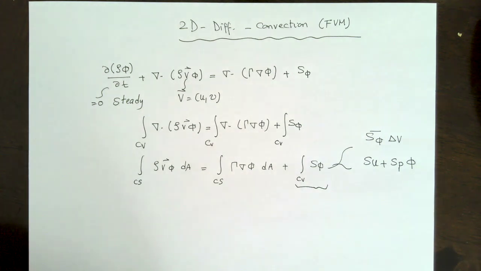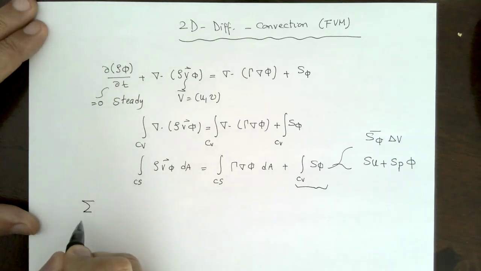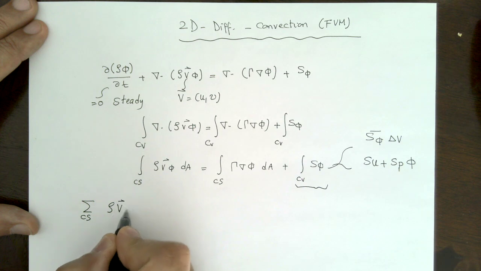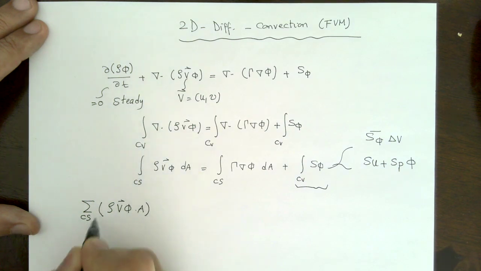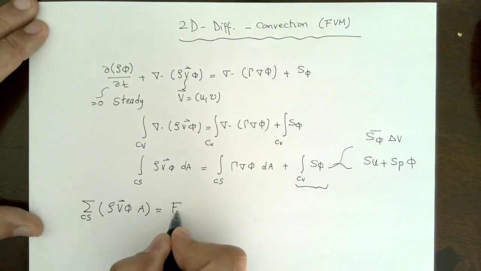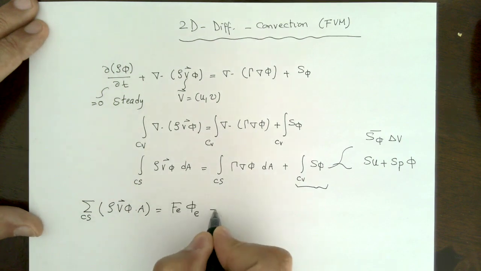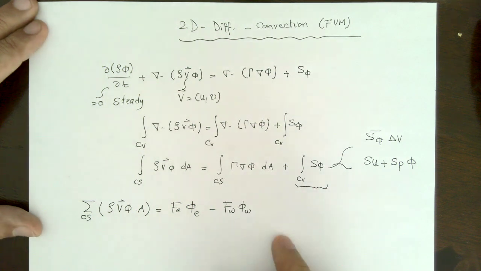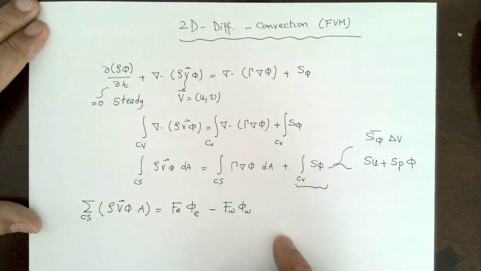depending on how the source is defined in the problem. Then this will be simplified by summation over the control surface for rho v phi dot A, right? Which ends up to be F east phi east minus F west phi west. And this is what we used to do when we have a 1-dimension diffusion problem.